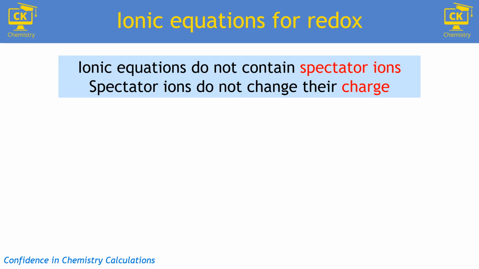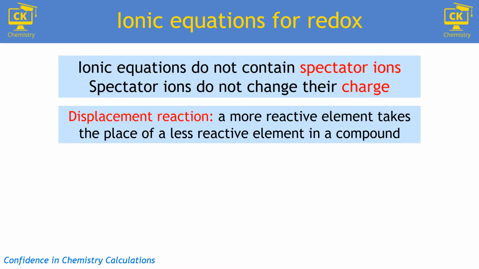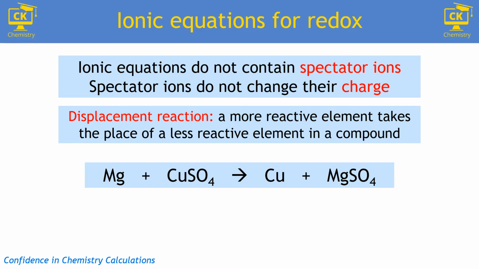So we're going to look at two examples because you don't need to do difficult ones at the start, and they're both going to be displacement reactions. Hopefully you remember a little bit about displacement reactions. It's when a more reactive element takes the place of a less reactive element in a compound. And you should have seen two examples of this, one with metals and one with halogens. So here's an example of a simple metal displacement reaction between magnesium and copper sulfate. The magnesium is more reactive and is displacing the copper from copper sulfate.